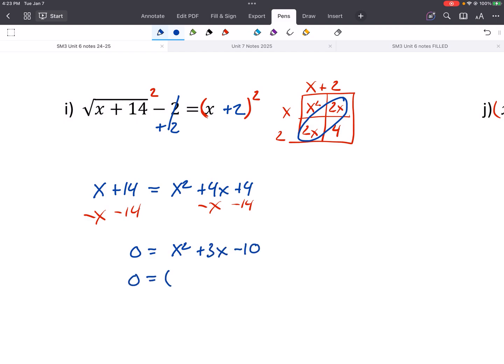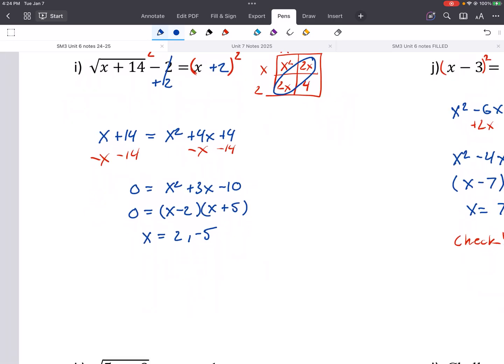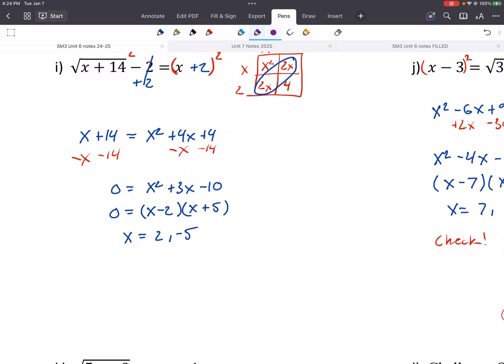Factor it. So what multiplies to negative 10 and adds to 3? That would have to be like negative 2 and positive 5. So that means our possible solutions would be 2 and negative 5. And then we'll just, again, gotta check, make sure that works.